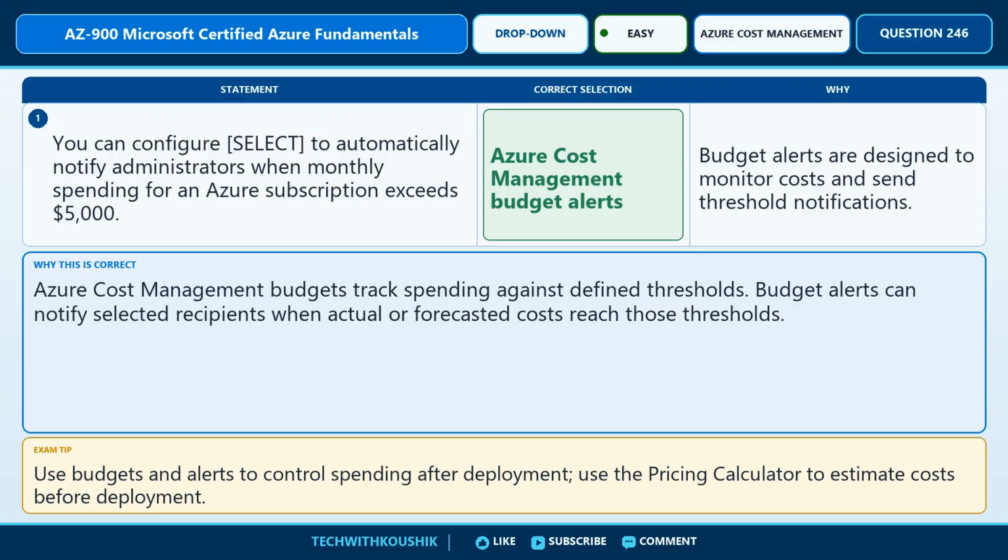The first statement uses Azure Cost Management Budget Alerts. Budget alerts are designed to monitor costs and send threshold notifications. A helpful shortcut is this. Use budgets and alerts to control spending after deployment. Use the pricing calculator to estimate costs before deployment.